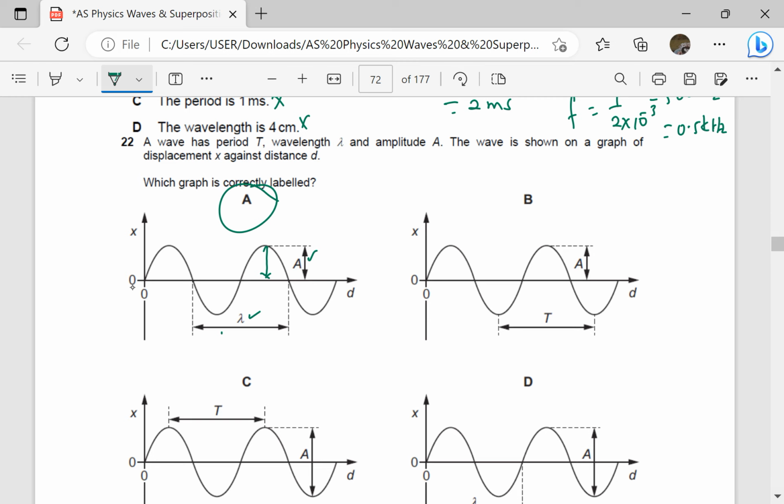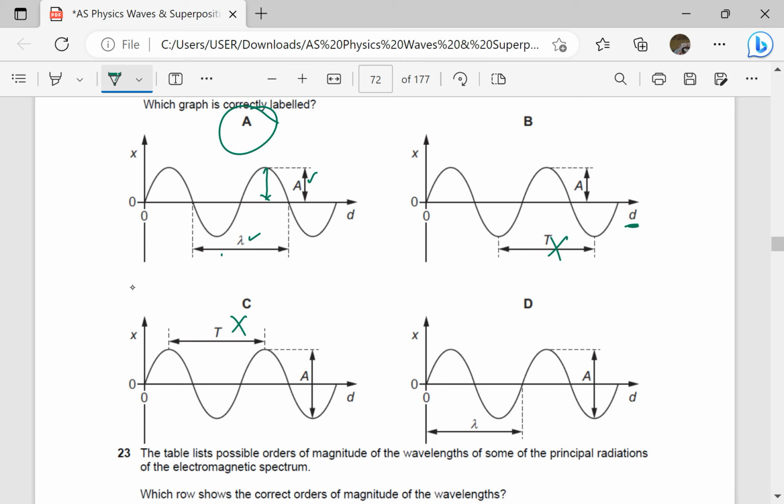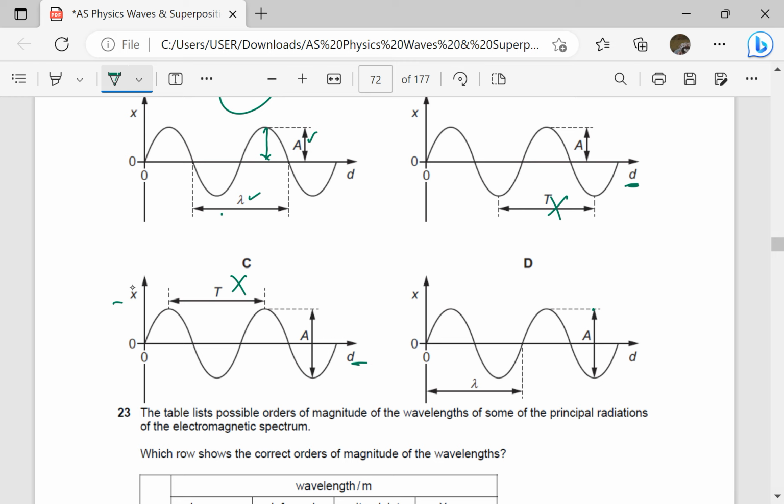This is because it is x against distance. This is not the period, because it's x against distance. And this is twice the amplitude, so this is wrong.